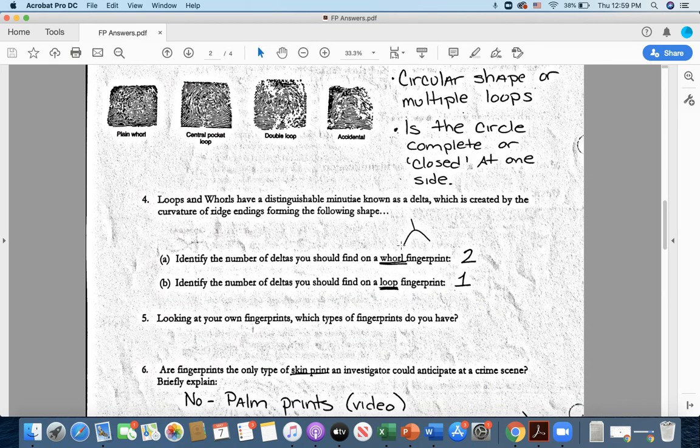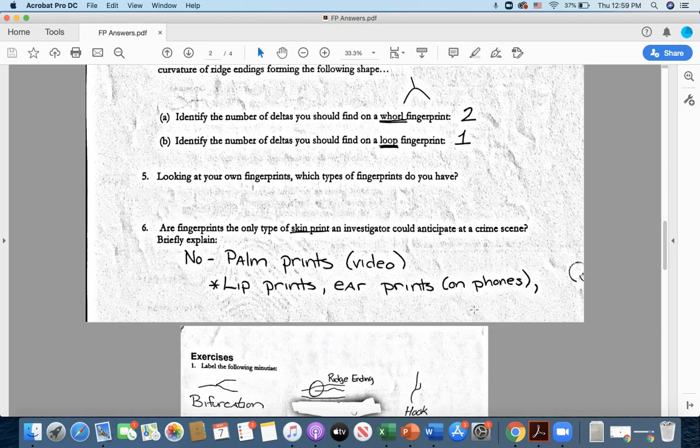The delta is that intersection of 3 different ridge patterns, of those ridges coming in from 3 different directions. The whorl pattern will have 2 deltas, and the loop pattern will have 1. So if you look at your own fingerprints, you might be able to see what patterns you have.